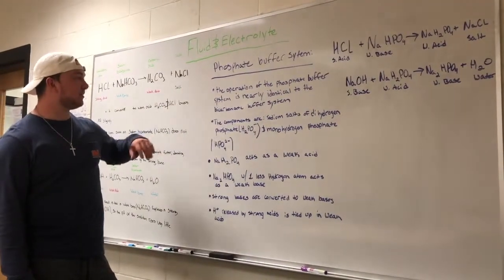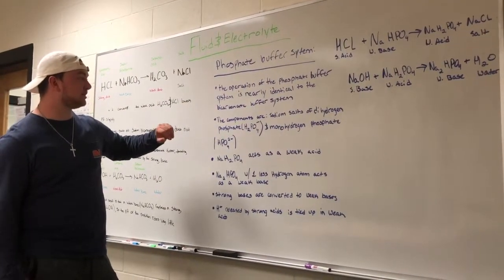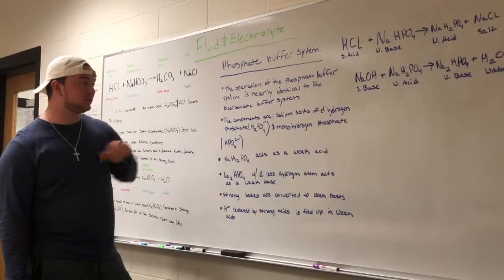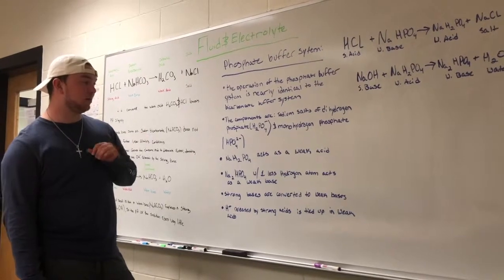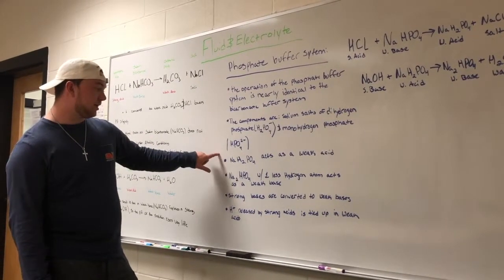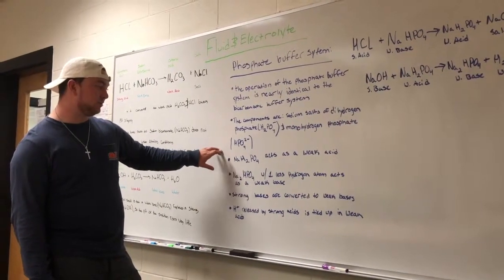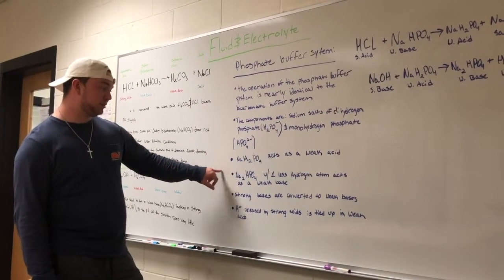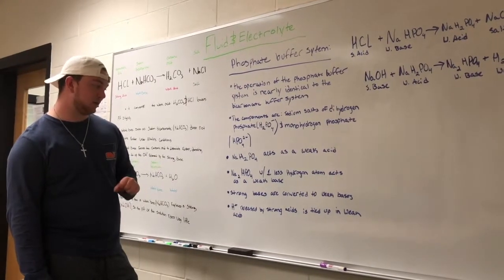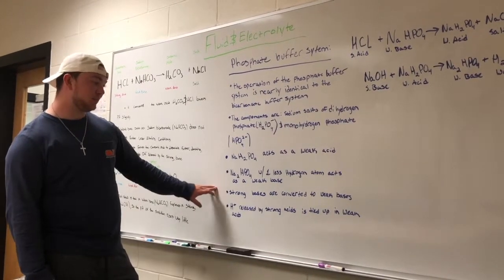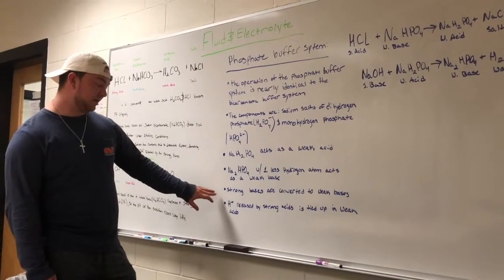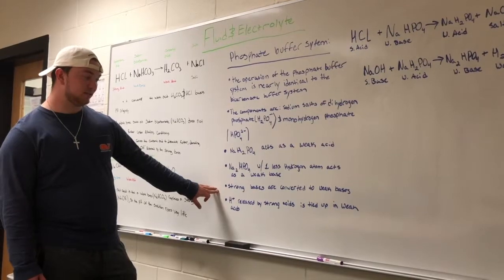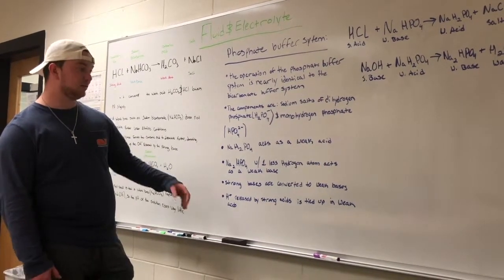Alright, so the phosphate buffer system. The operation of the phosphate buffer system is nearly identical to the bicarbonate buffer system. The components are sodium salts of dihydrogen phosphate and monohydrogen phosphate. NaH2PO4 acts as a weak acid. Na2HPO4, with one less hydrogen atom, acts as a weak base. Strong bases are converted to weak bases, and hydrogen ions are released by strong acids and are tied up in weak acids.